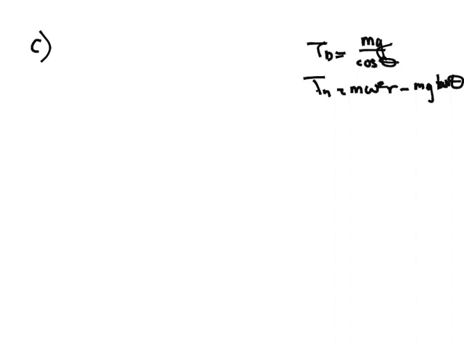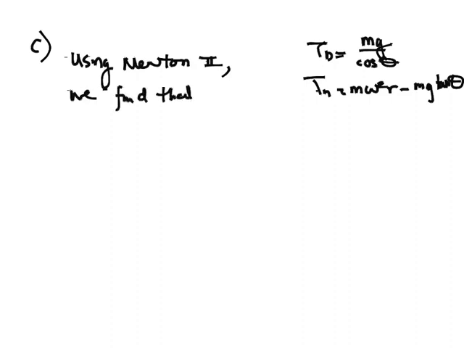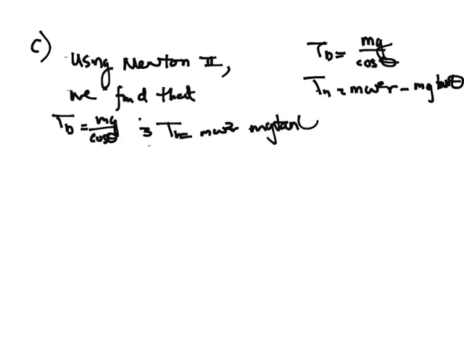Finally, in part C, they want us to say which string, if either, has the same or has the greatest tension. Okay, and we can basically write this using Newton's second law. We find that TD equals mg over cosine theta, and TH equals m omega squared r minus mg tan theta.